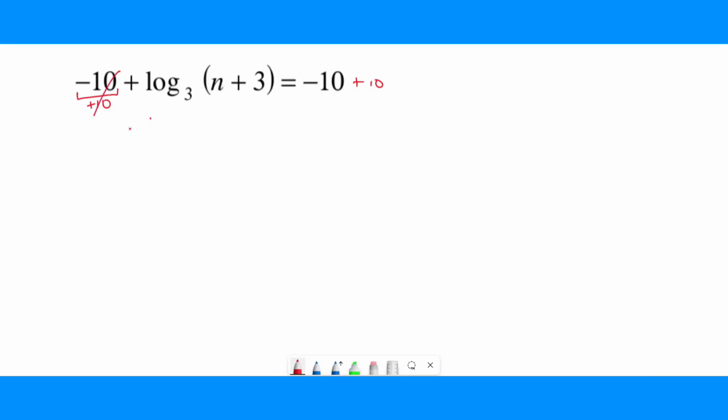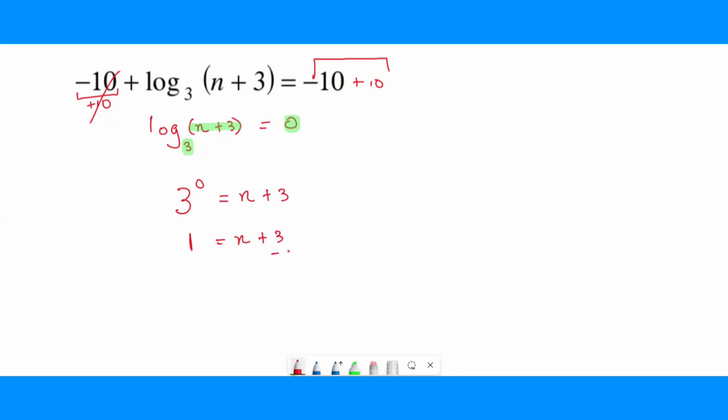What I'm left with is log in base 3 of n plus 3, and this is equal to 0 because -10 plus 10 is 0. What this is suggesting now is we could take 3, raise it to a power of 0, and let it equal the argument. So 3 raised to the power of 0 is equal to n plus 3. Remember, in exponents, anything raised to the power of 0 is 1. So 3 raised to the 0 is 1, and this is equal to n plus 3.